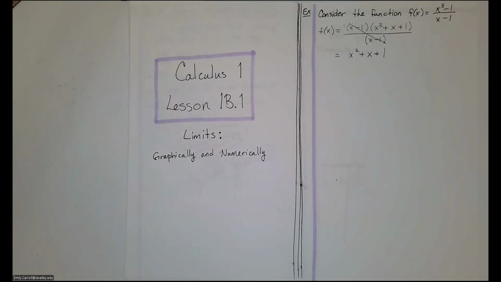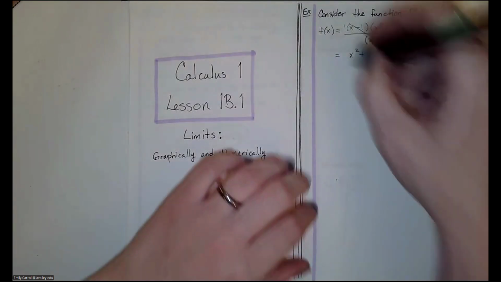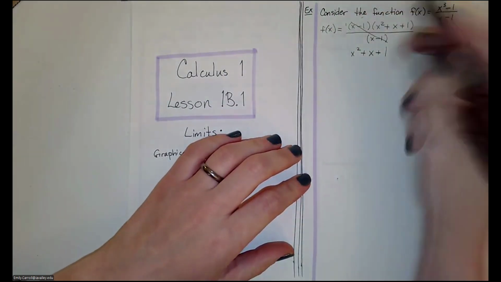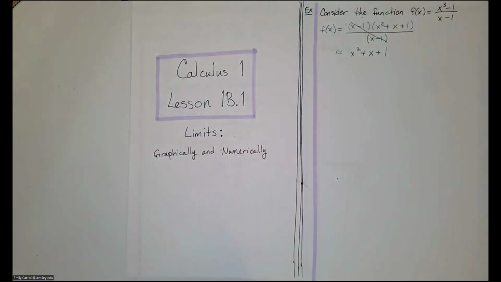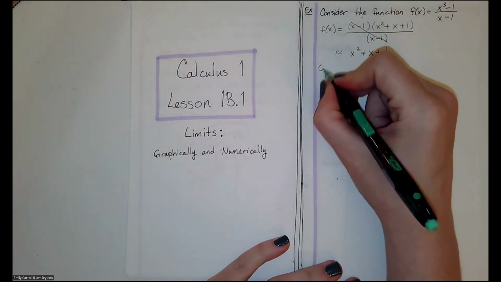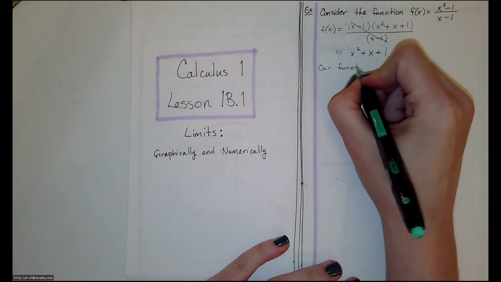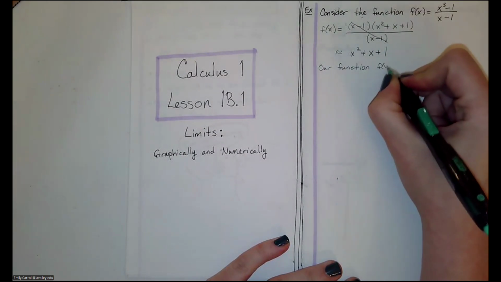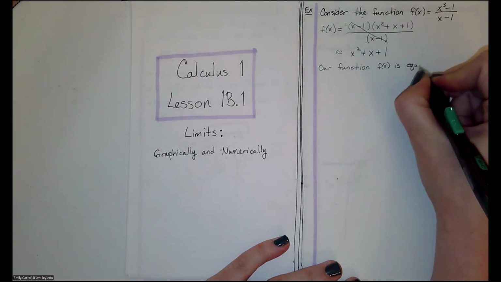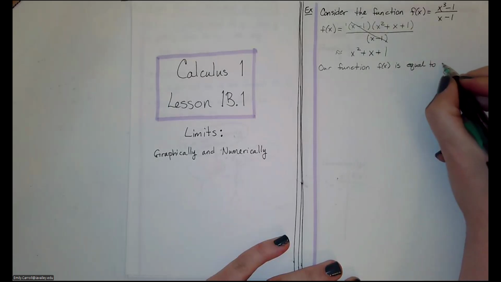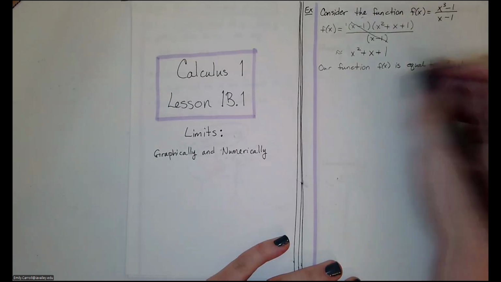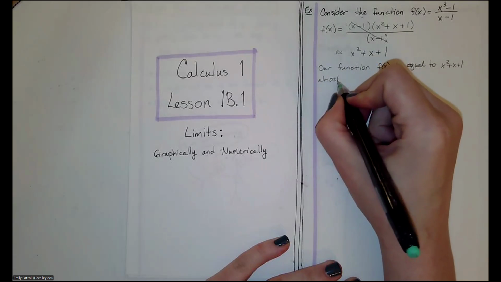Well, guess what? You've been lied to. These functions are equal almost everywhere, but they're not literally equal. So maybe I'll replace this with a squiggle equal. So what do we want to say here? We want to say our function f of x is equal to x squared plus x plus 1 almost everywhere.